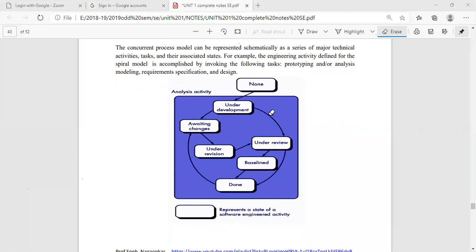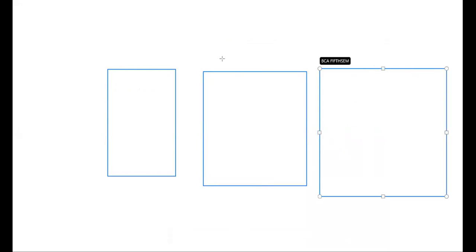Hope you remember the example which I told in the incremental model. Once again, I will tell you that. Suppose we have three modules. This is module number 1, module number 2, and module number 3. This is your M1, that is module number 1. Suppose this is your M2.